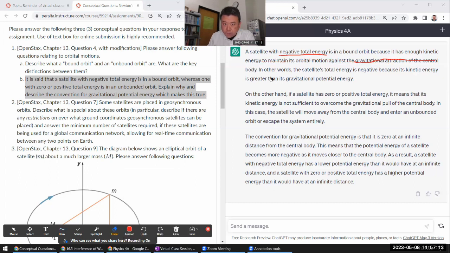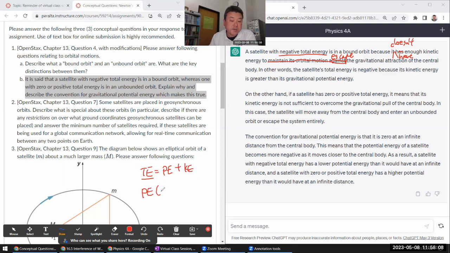Let me do it this way. What you really want to focus on is that it has negative total energy. Total energy is the potential energy, which in this setting is always negative, plus the kinetic energy, which is positive in all cases. So what you should focus on with the negative total energy is the fact that you don't have enough energy. You should say it doesn't have enough kinetic energy. Enough kinetic energy to do what? Rather than maintain its orbital motion, it doesn't have enough kinetic energy to escape the gravitational attraction of the central body.